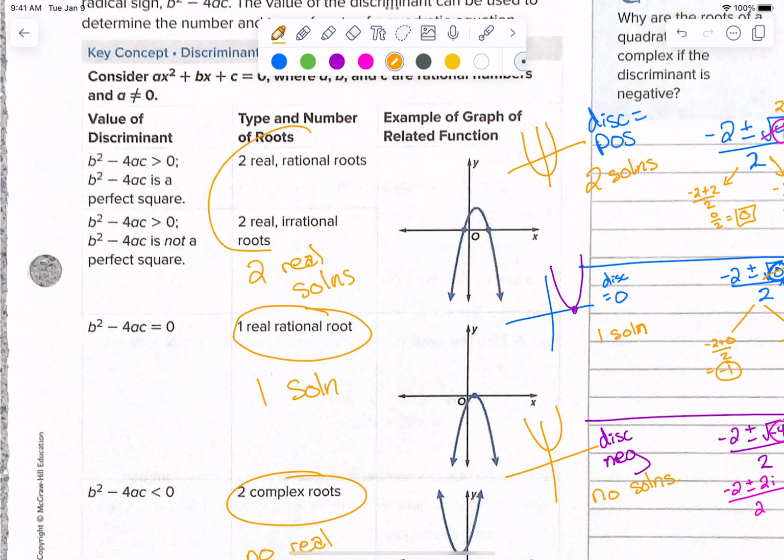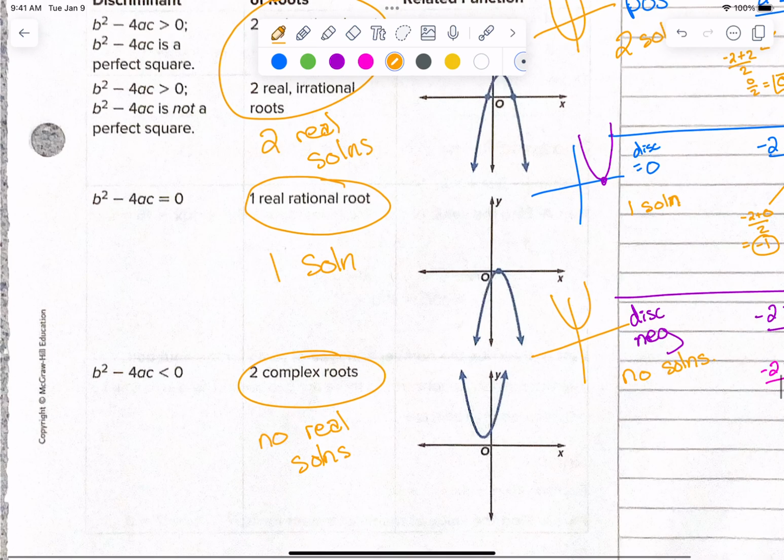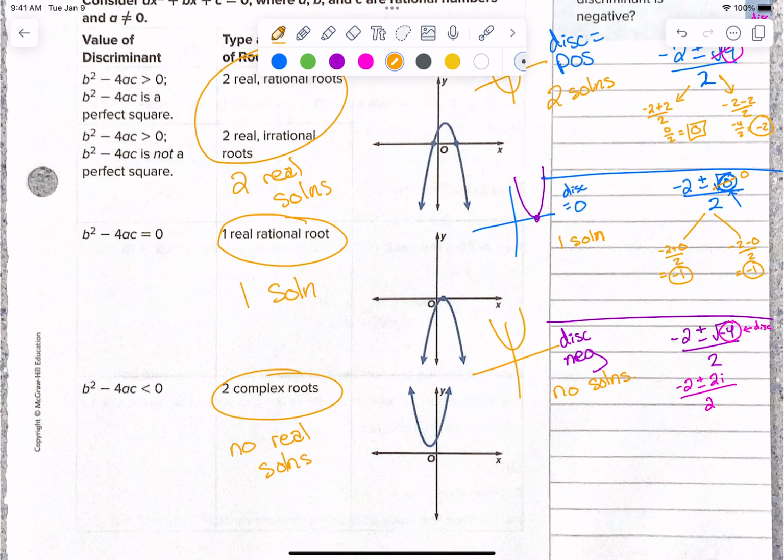Okay, so they're just writing 2 real rational roots or 2 irrational roots. 2 solutions, 1 solution, no solutions. Perfect square will be rational. No perfect square is going to be irrational. Yeah, kind of. Like if b squared is a perfect square, then he will be rational. Otherwise, he'll be irrational because you'll have the square root of something. Good thought.